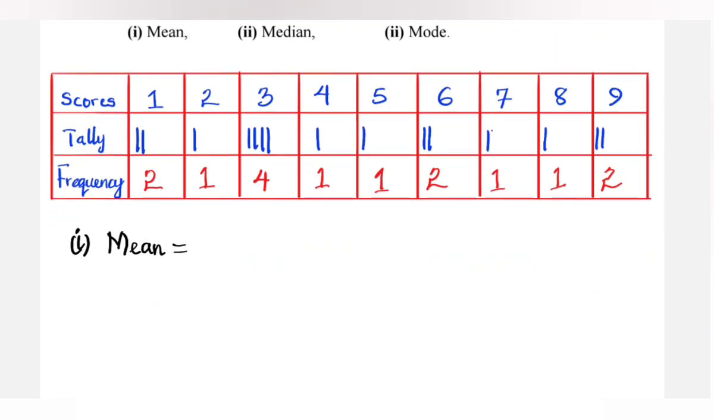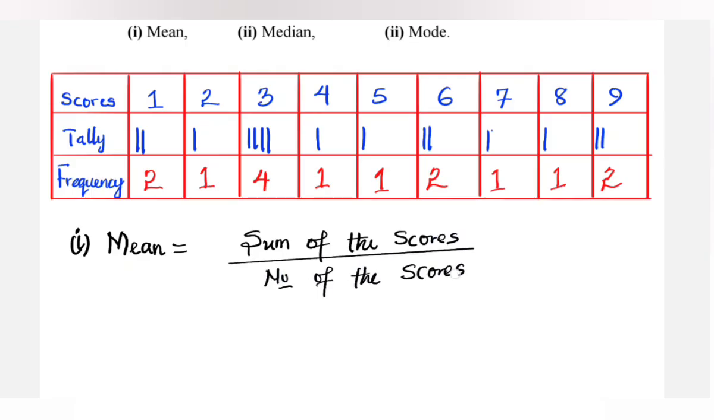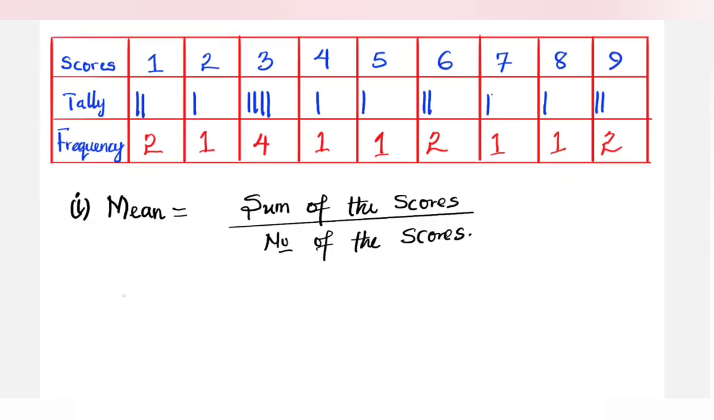That is, the mean of this score is the sum of the scores divided by the number of the scores. Okay, now how do we get the sum of the scores? It's very simple. Let's use this table. 1 appears 2 times. These are the scores.